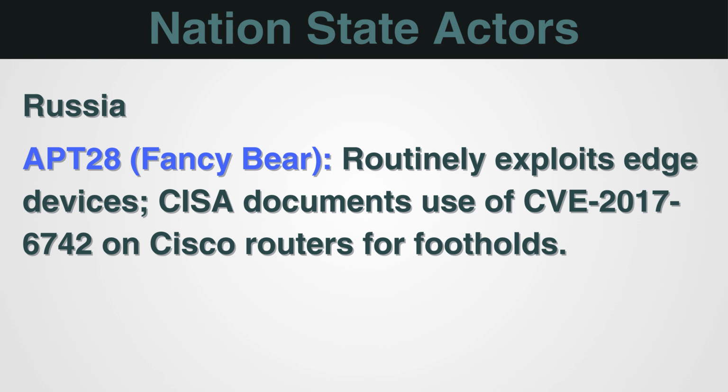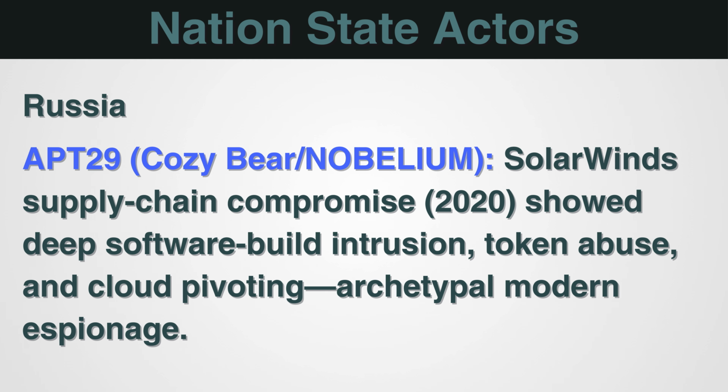Now we have APT28, Fancy Bear, which routinely exploits edge devices. CISA documents use of CVE 2017-6742 on Cisco routers for footholds. And we have APT29, Cozy Bear, Nobelium, and the SolarWinds supply chain compromise in 2020: deep software build intrusion, token abuse, and cloud pivoting, which are archetypal modern espionage.